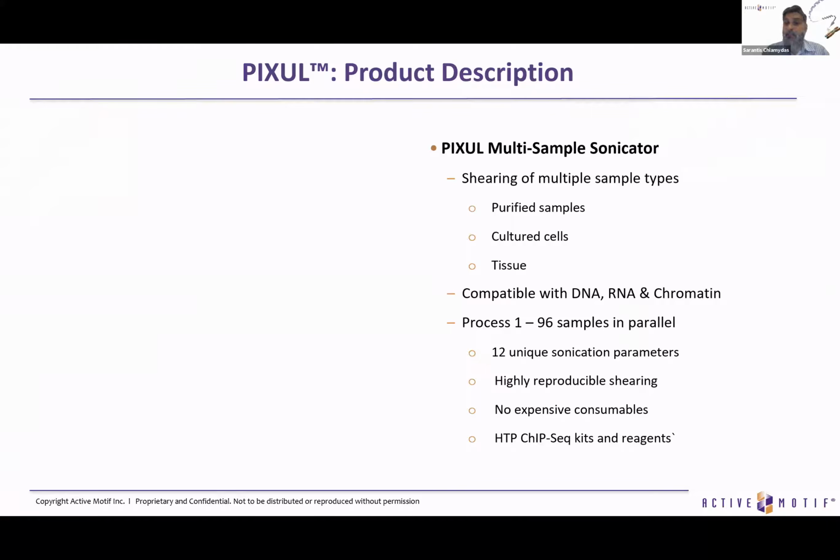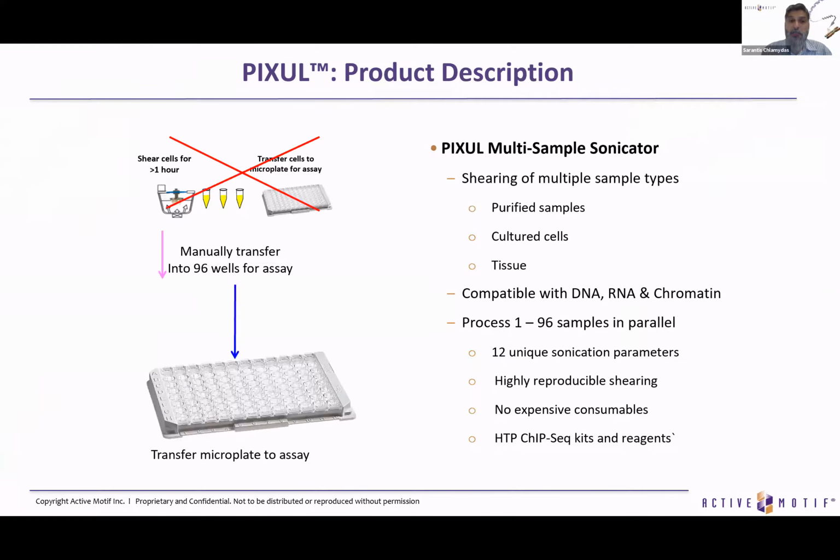It's a 96 multiplex sonicator. You just don't need to transfer your cells. You just grow your cells overnight in a simple coning plate, and then you perform the end-to-end experiment the next day. You can run 12 unique sonication parameters at once. We get highly reproducible shearing. We don't need expensive consumables, and we have a series of assays that support the multiplex nature of the machine.